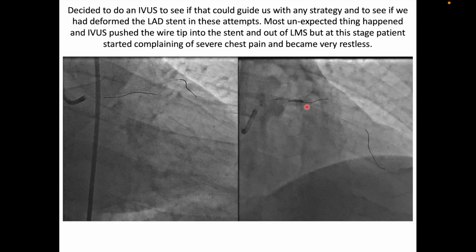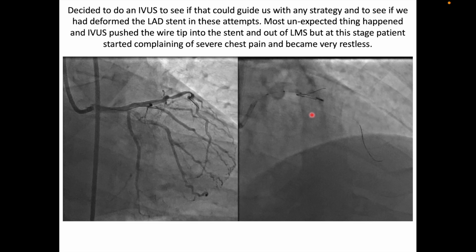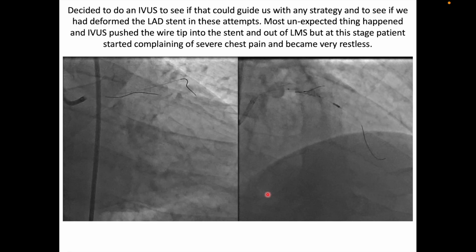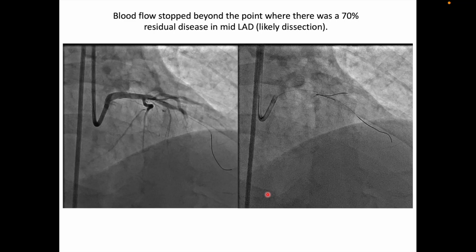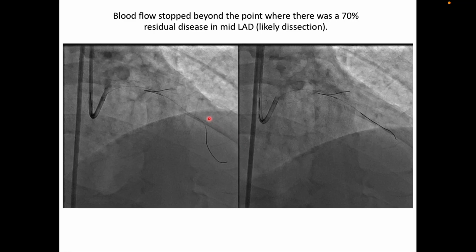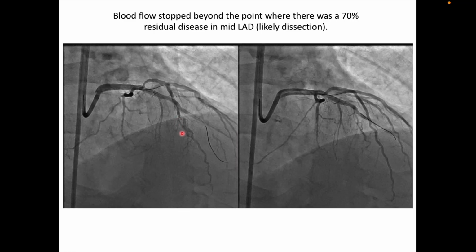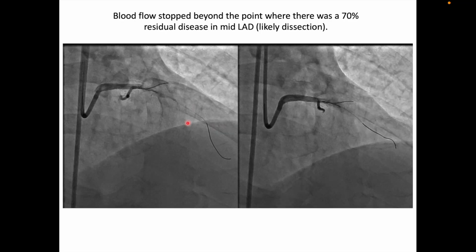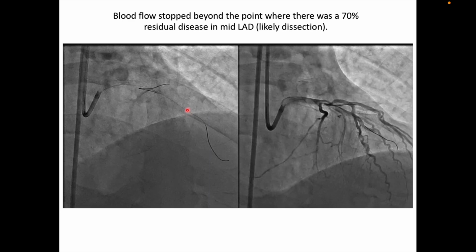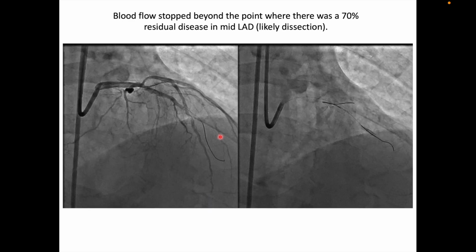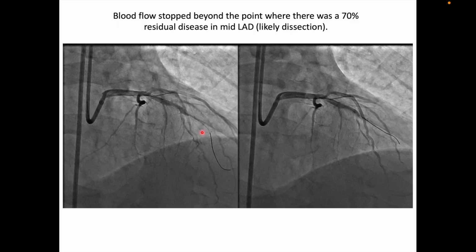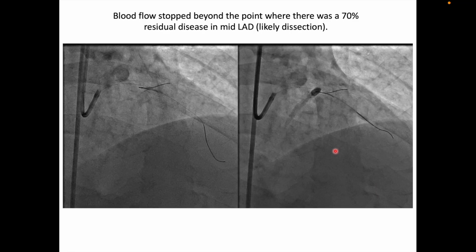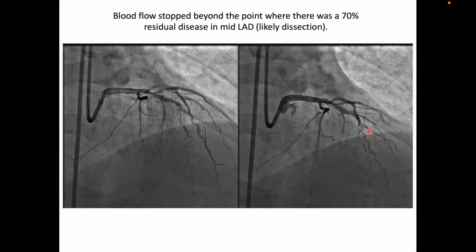But unfortunately, right at this point in time, the patient started complaining of severe chest pain and became very restless. In the next image, we can see that the blood flow actually stopped beyond the point where there was a 70% residual disease in mid-LAD. Something like a dissection probably took place, because during these efforts our wires did keep coming in and out. So maybe at some point I probably lifted a plaque here and created a dissection.